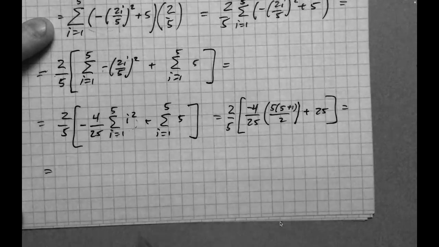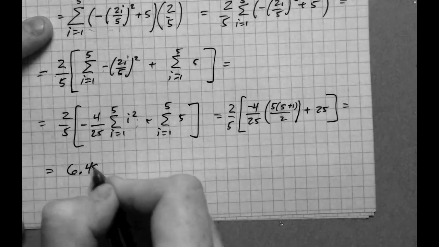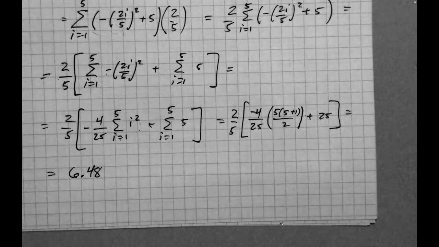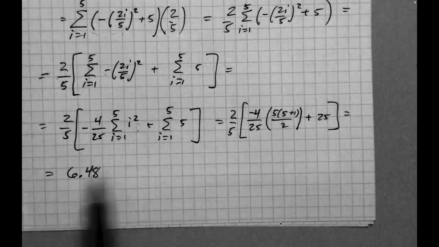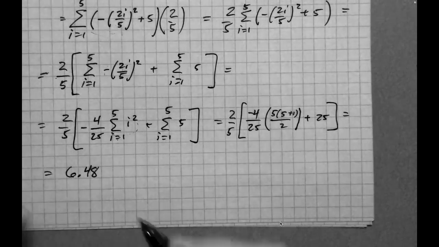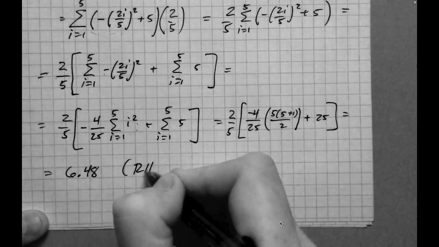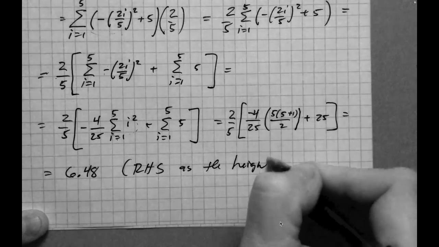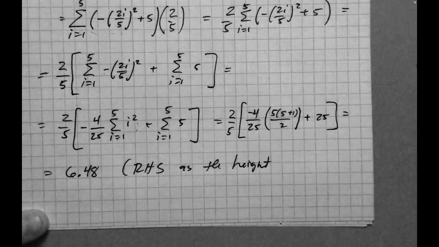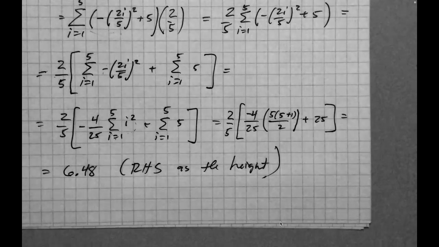You could easily calculate this, and if you do this, you end up with 6.48. Pause the video and confirm that that's the case. So the area calculated in this way would be approximately 6.48. Now remember, this is using the right hand side as the height.